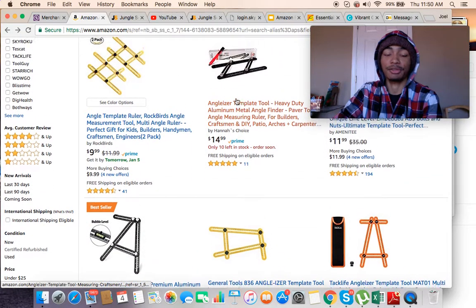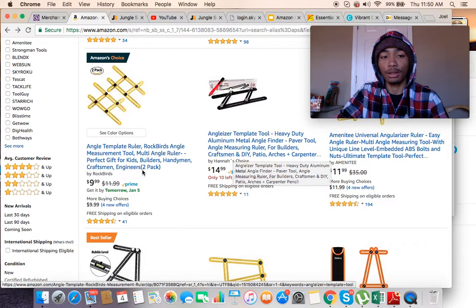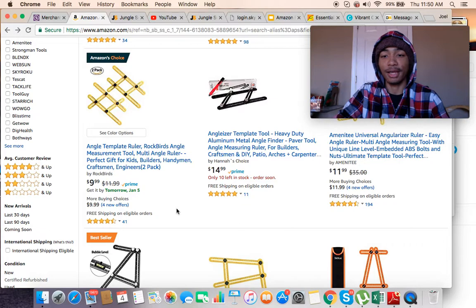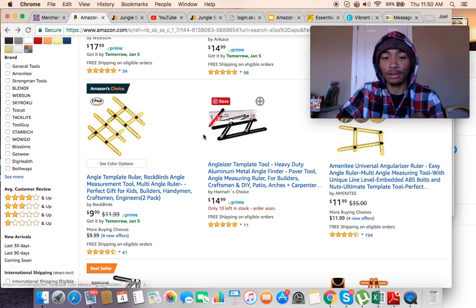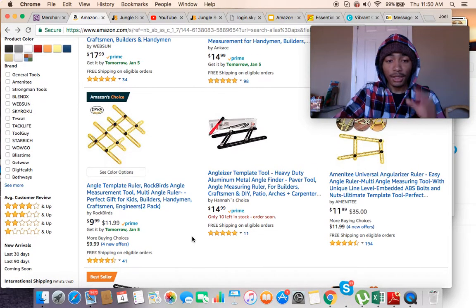I don't know, Analyzer template tool. This one right here, let's say this one's doing like 20 sales a day. You would have to jump into this market in order to get to a similar ranking as this one. You would have to sell probably more than 20 giveaways a day. I'd say like 20 to 30 giveaways a day just in order to rank.